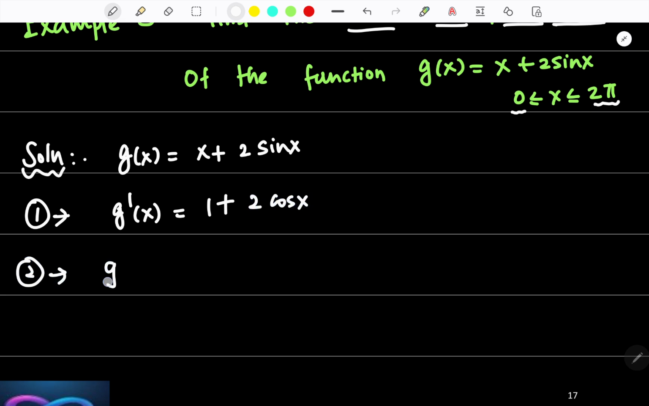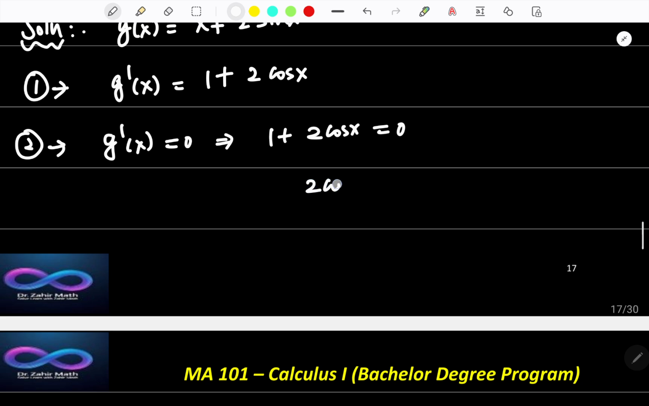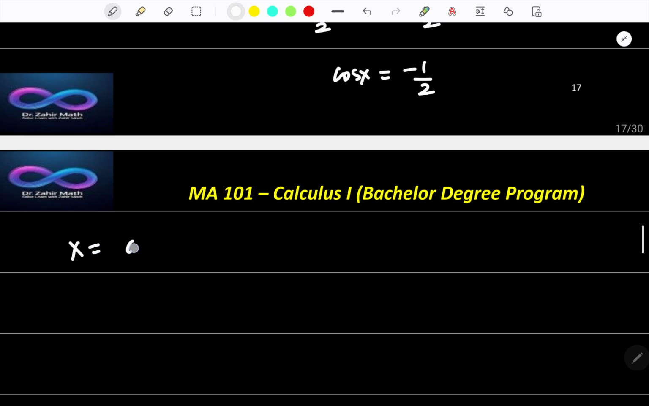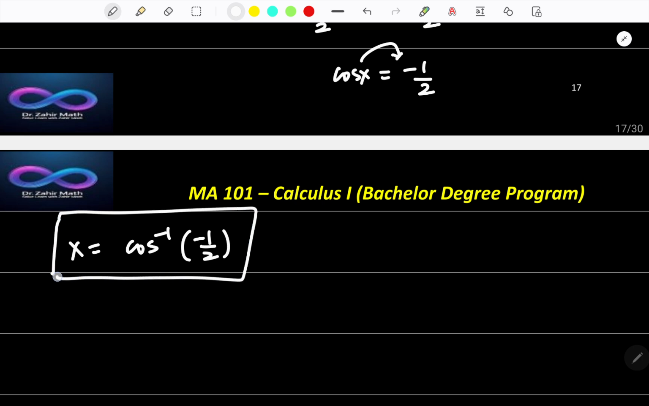What is step number 2? G dash of x is equal to 0, which implies 1 plus 2 cosine x is equal to 0. So it means 2 cosine x is equal to 1 goes that side, negative 1. So divide by 2, divide by 2. So cosine x is equal to negative 1 by 2. So x is equal to cosine inverse negative half. Look here, we got a negative value, right?